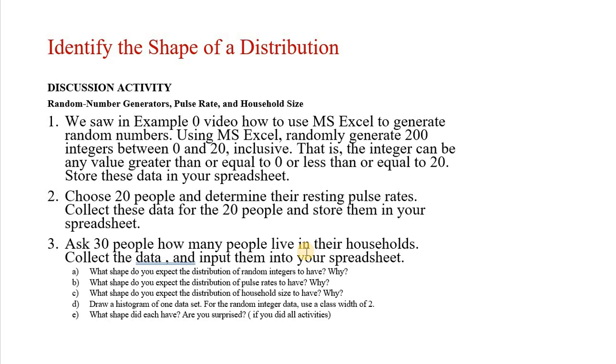Now, the questions. What shape do you expect the distribution of random integers to have, and why? What shape do you expect the distribution of pulse rates to have, and why? What shape do you expect the distribution of household size to have, and why? Draw a histogram of one data set. For the random integer data, use a class width of 2. If you did all of the activities, what shape did each have, and are you surprised by your findings?